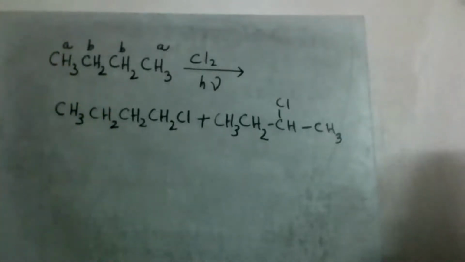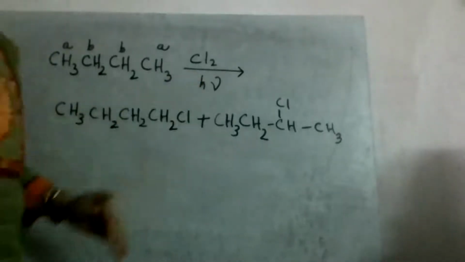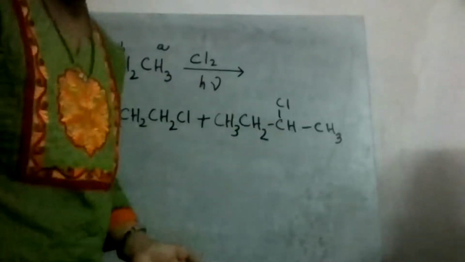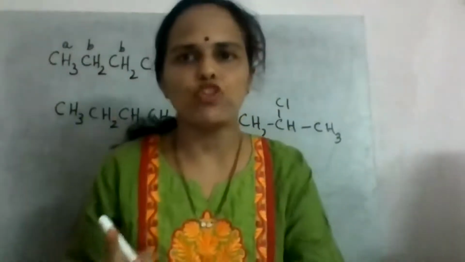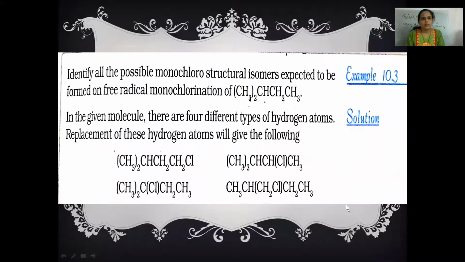So this is how you will take the reactions by free radical halogenation reactions. Whatever number of replaceable hydrogen atoms are present, that many number of products will be formed. Let me show you the question. The question asked is, identify all the possible monochloro structural isomers expected to be formed on free radical monochlorination of CH3 twice CH, CH2, CH3.